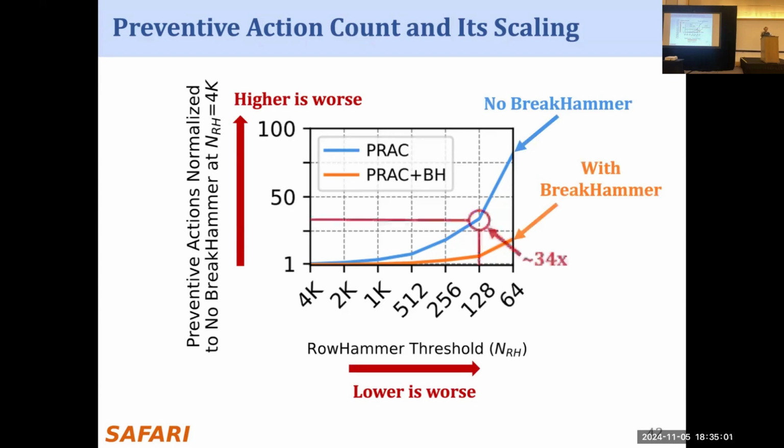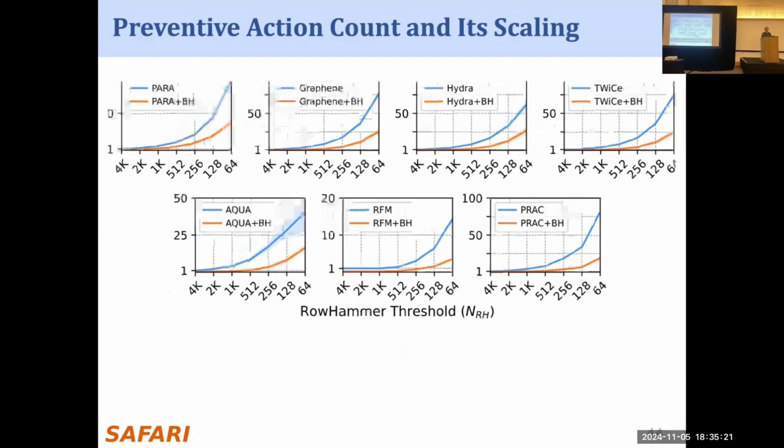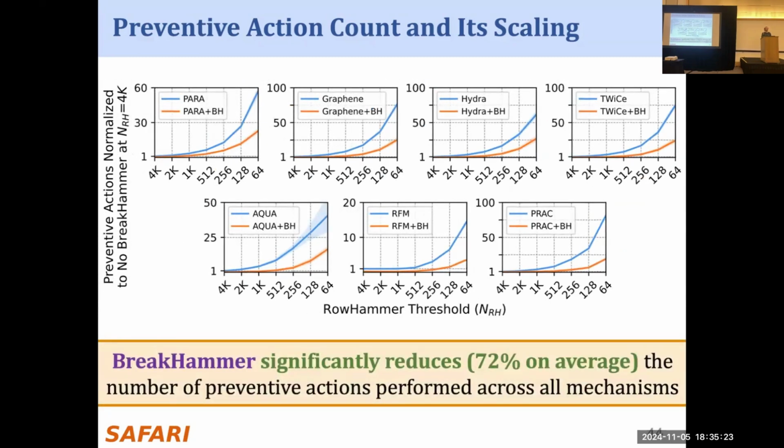As an example, this point shows that Preg performs approximately 34 times more preventive actions when the RowHammer threshold decreases from 4K to 128. And at the same threshold, if we pair Preg with BreakHammer, we see an 80% reduction in the number of preventive actions performed. When we look across all of our results, we observe that BreakHammer significantly reduces the number of preventive actions across all mitigation mechanisms and all thresholds.